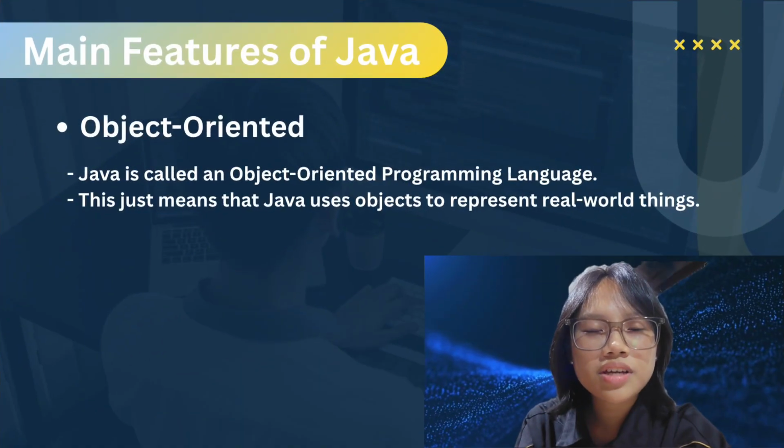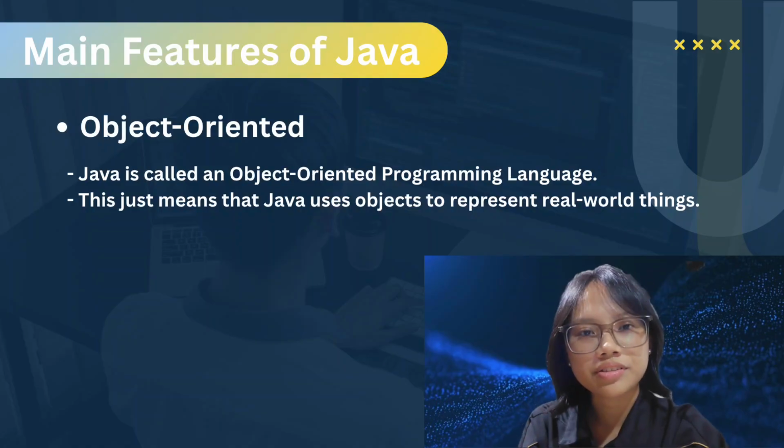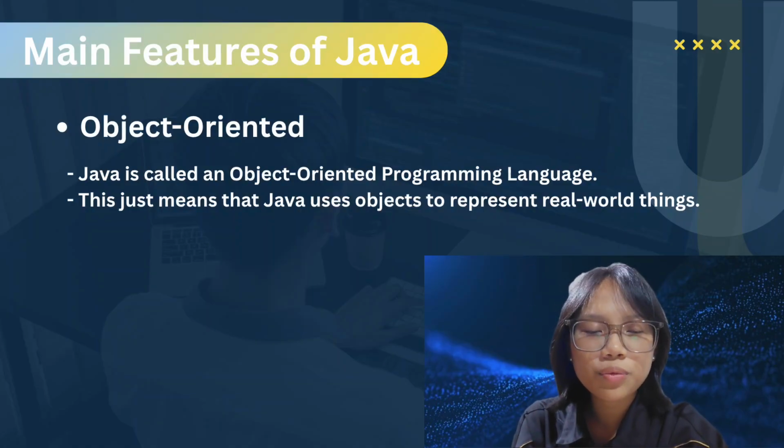Alright, now let's go through Java's main features one by one. I'll make sure to explain them simply. One is object-oriented. Java is an object-oriented programming language. This just means that Java uses objects to represent real-world things.